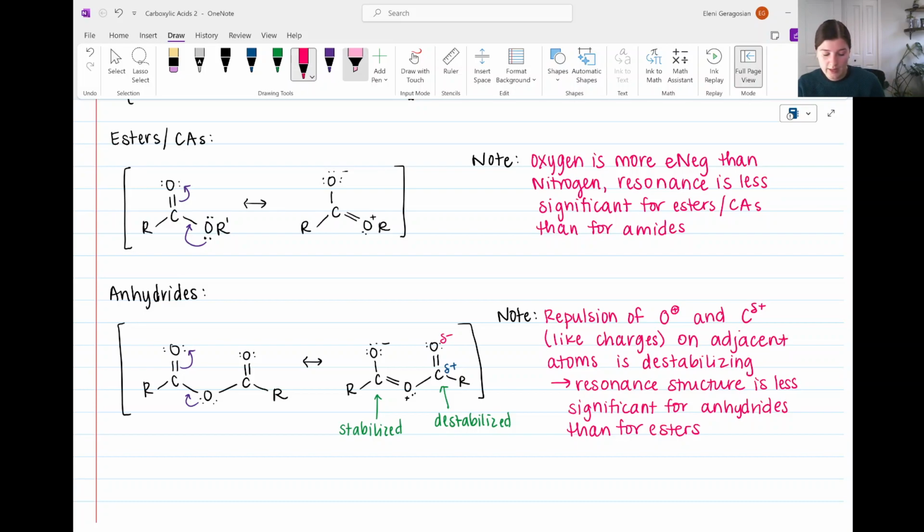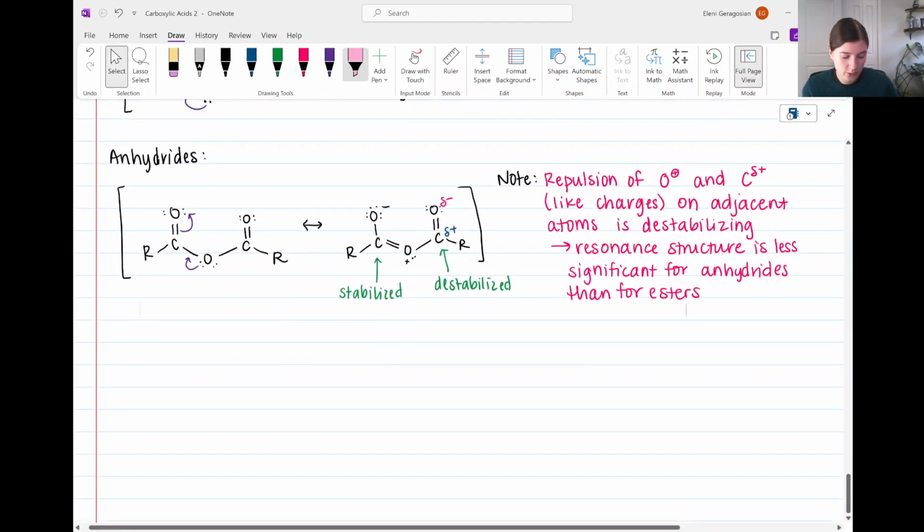So although in both esters and anhydrides, the atom bonded to the carbonyl carbon is an oxygen, in anhydrides we have that destabilization effect when we show this resonance, when that resonance occurs, and so that makes the resonance less significant for anhydrides than for esters.